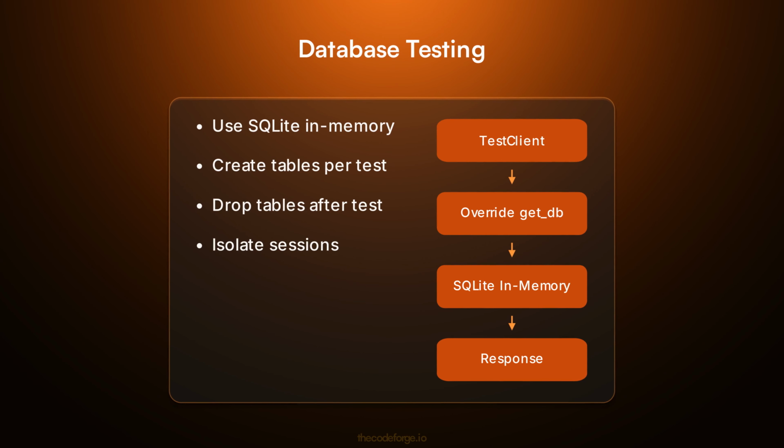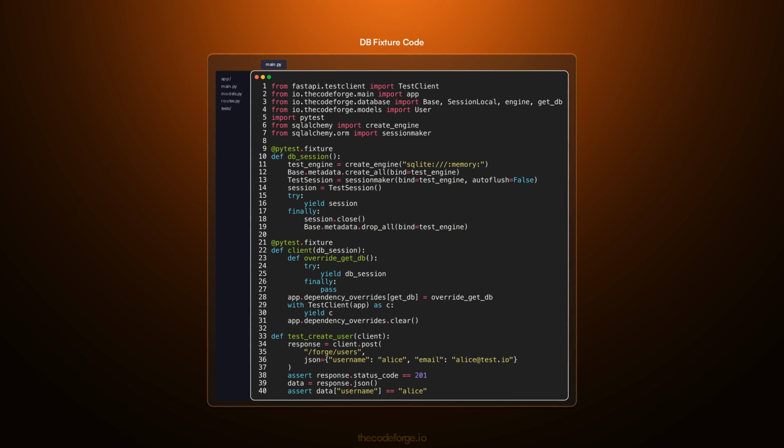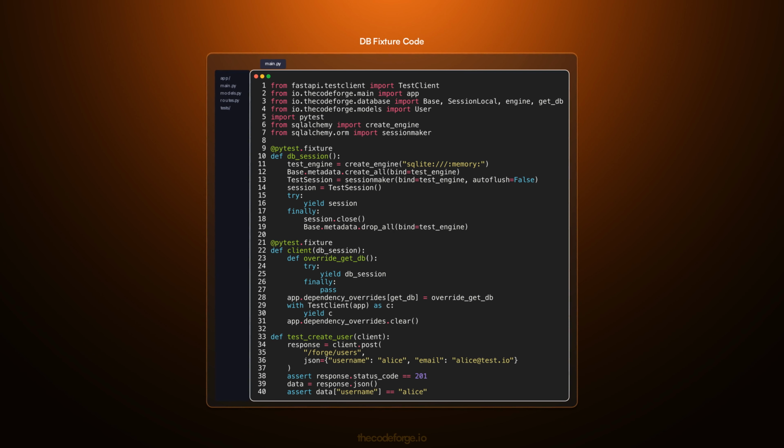For routes that read and write to a database, use an in-memory SQLite database. This gives you real SQL semantics without the latency or contamination of a shared database. This fixture creates a fresh SQLite in-memory database, creates all tables, yields a session, and then drops the tables after the test. Each test gets a clean slate.